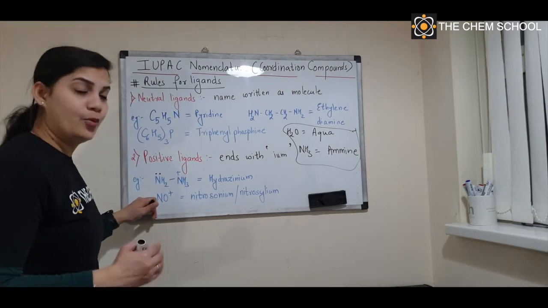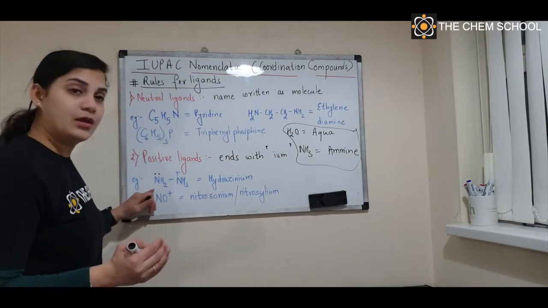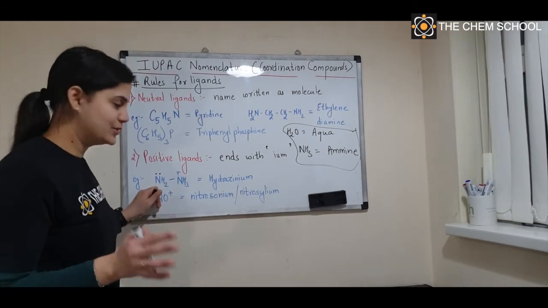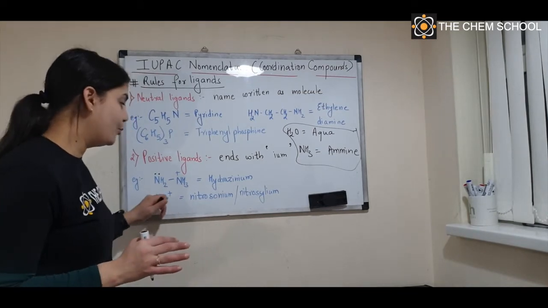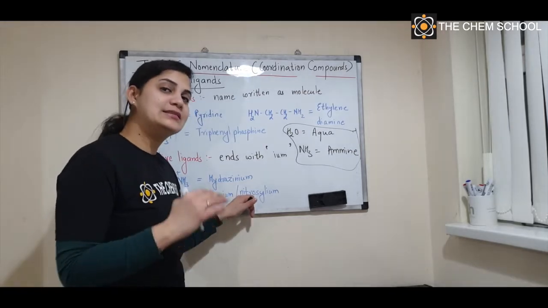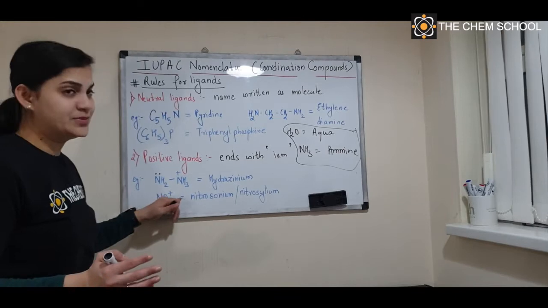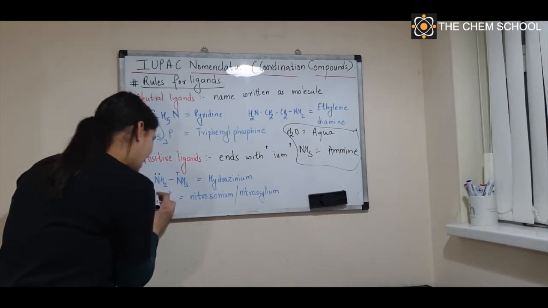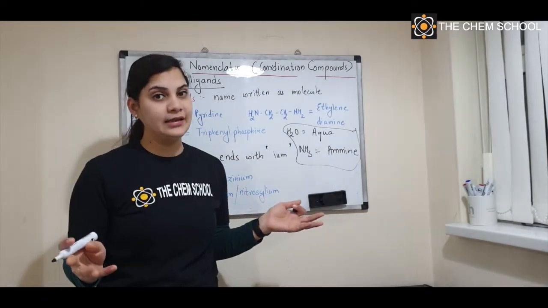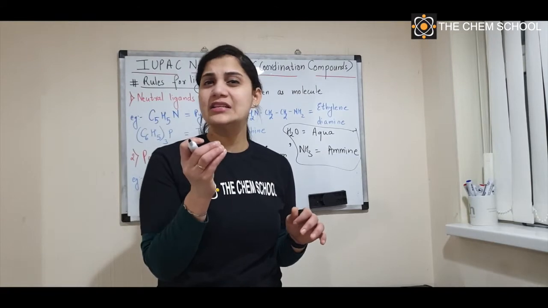NO plus, you can say, is nitrosonium. In this case the nitrogen will donate. When you talk about NO plus, again it is called nitrosonium, or you can also call it nitrosylium ion. Oxygen is bearing the positive charge, but still nitrogen has a pair of electrons which gets donated. Therefore, it can behave as a ligand. So neutral and positive ligands have only some rules.